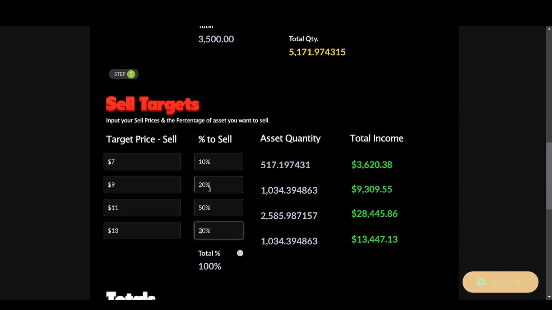Next percent sell is 20%, because everything now is profit. I got my initial investment back. It's all profit now. Third percent sell is 50%, and my final sell is 20%. Now, you don't have to sell it all. I sell 100% in these scenarios just to show you what the possible returns on investment are. And even if you were going to sell it all, doesn't mean you're not going to buy back in.